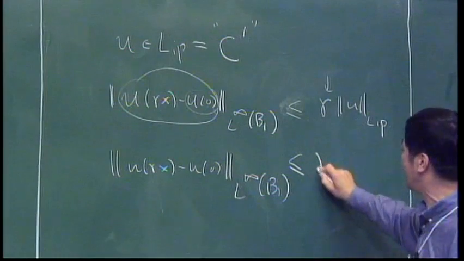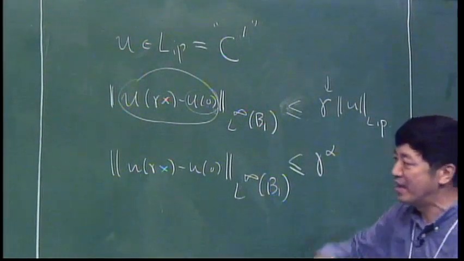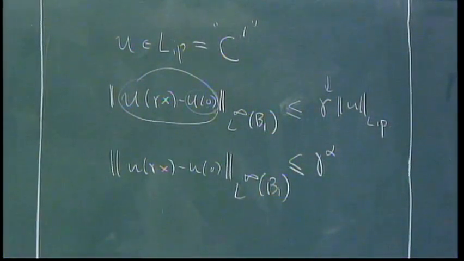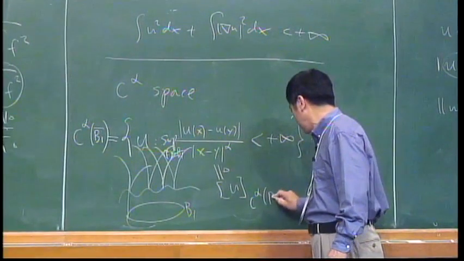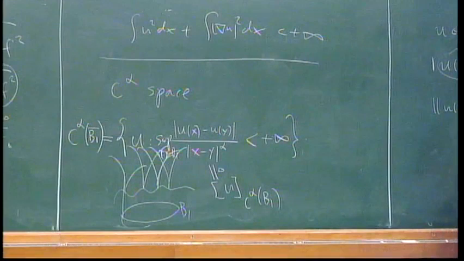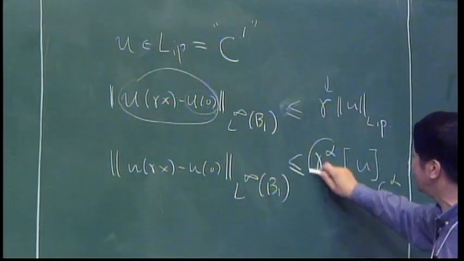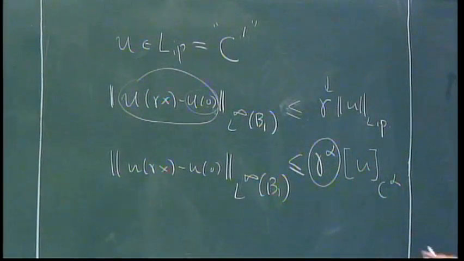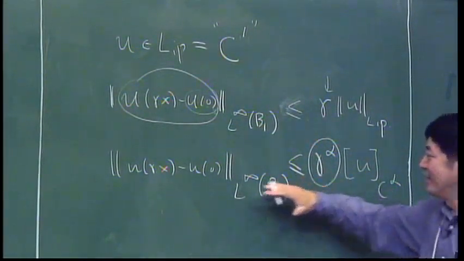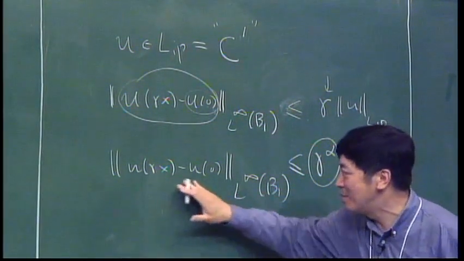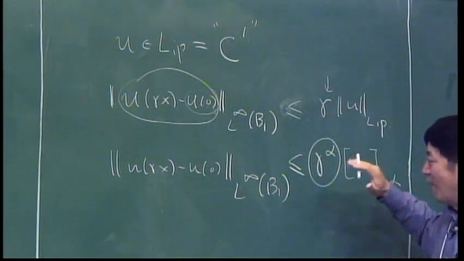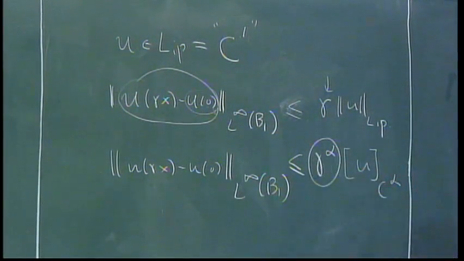It's actually less than or equal to R to the alpha times that number, and I define this number as the semi-norm C alpha, and you can see this is clearly true. So how this number vanishes with respect to R measures this alpha regularity.